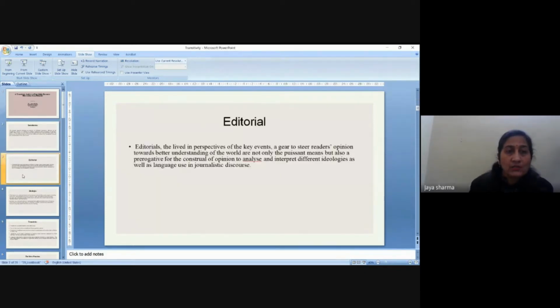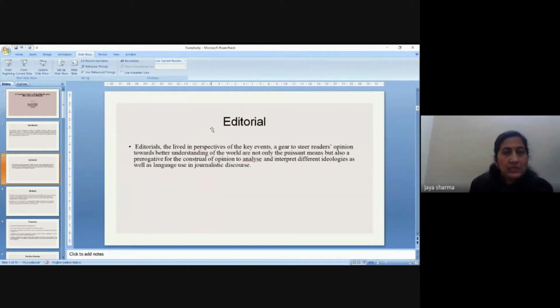Before going towards my research, I would like to give an introduction of the terminology that I have used, that is, editorial first. Editorials are the most important part of the newspaper because they not only report the event but also give us the opinion of the editor, who is the most important person in that newspaper. In that sense, we can say that it gives the opinion of the newspaper to the public to form an opinion of the common people.